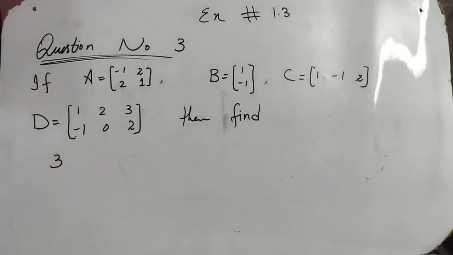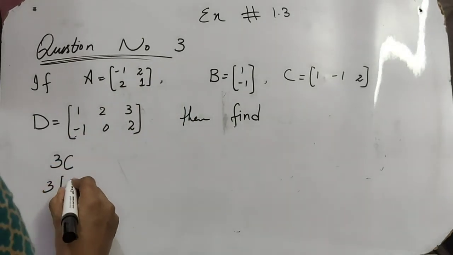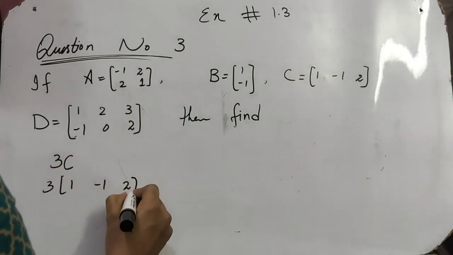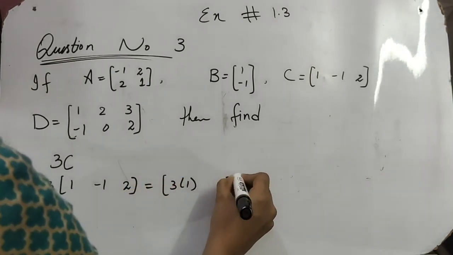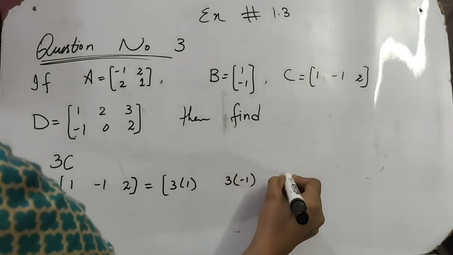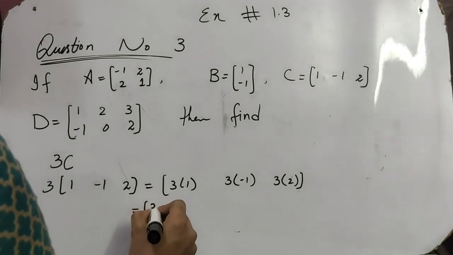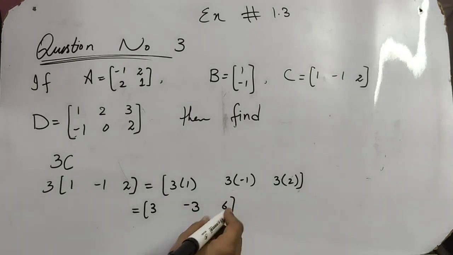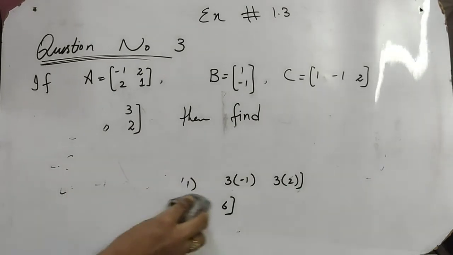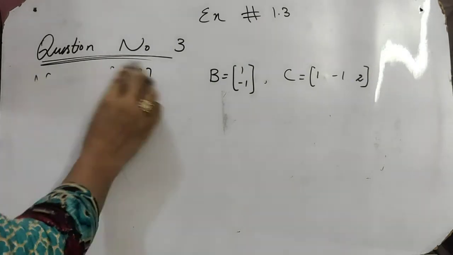The next part is 3C. Put the value of C. We get 1, minus 1 and 2, which will be equals to 3 into 1, 3 into minus 1, 3 into 2, which is equals to 3 ones are 3, 3 minus 1s are minus 3 and 3 twos are 6. So this is the answer. We have done 3 questions of exercise number 1.3.